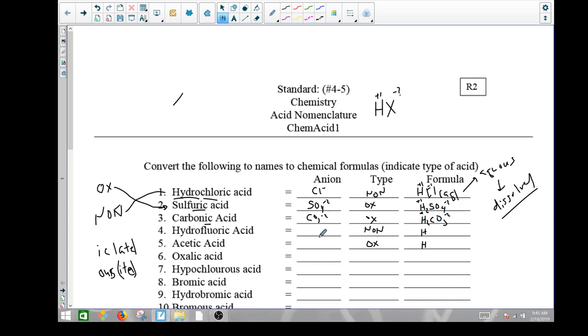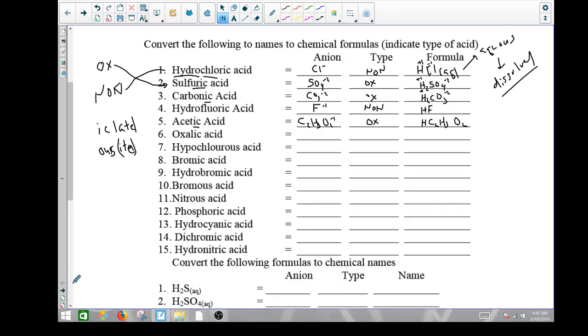Hydrofluoric acid, non-oxy. The anion is just fluoride, which is -1. So it's just plain HF. And then we have acetic acid, which is acetate. Acetate on your ion sheet, C2H3O2 minus 1. And that ends our top piece.